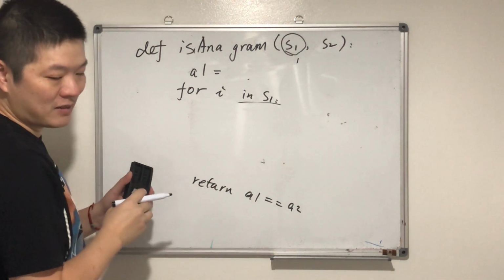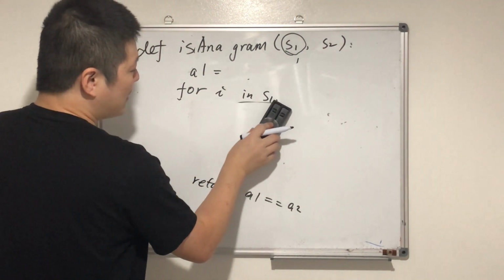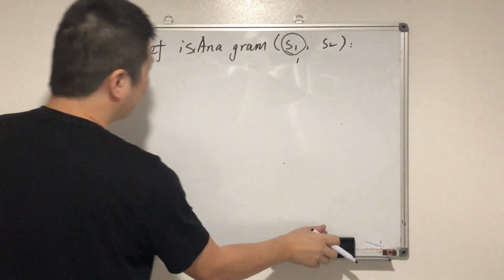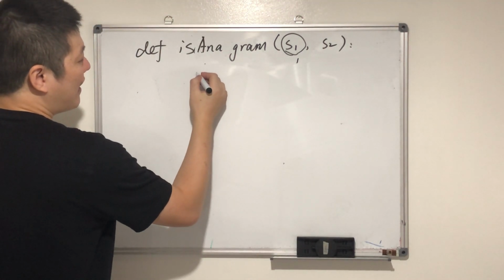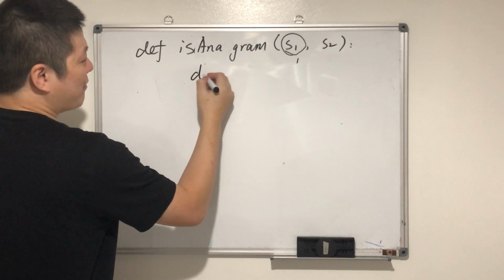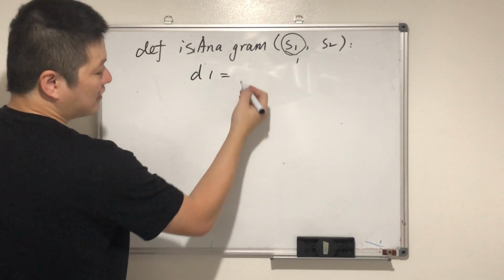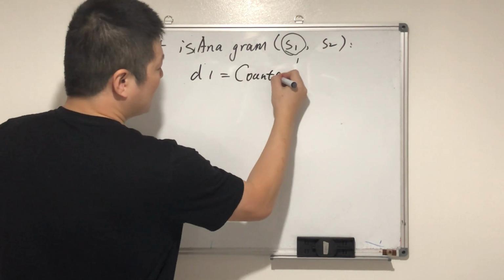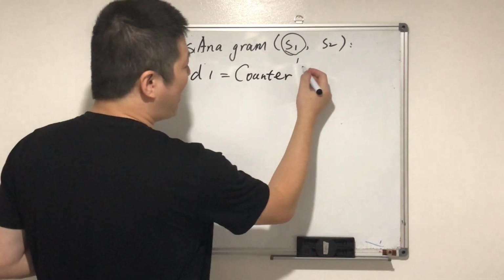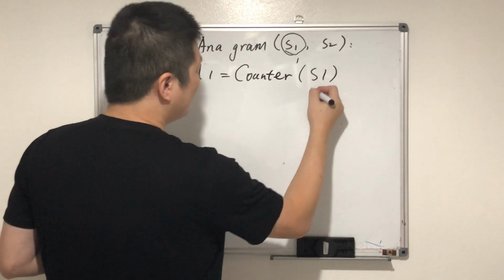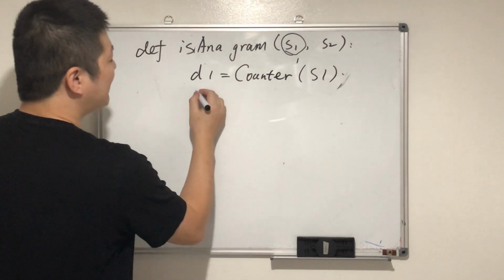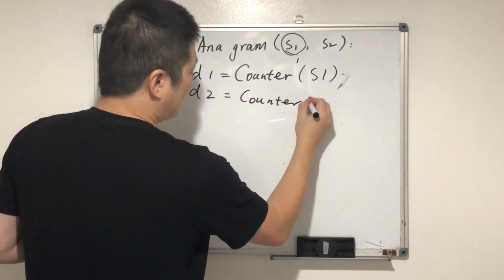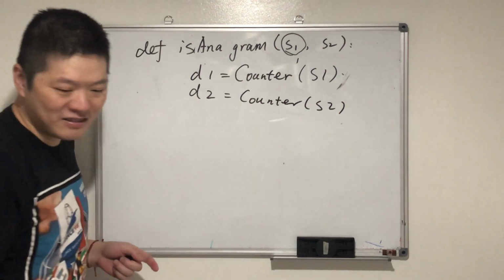A1, for range. No. Actually, we can do this. Look, we can do this. Dictionary 1 equals... Look, this is the magic word: Counter. What's Counter mean? Counting. Counter S1 is a thing. And then D1, D2 equals Counter S2. And then what do we do?